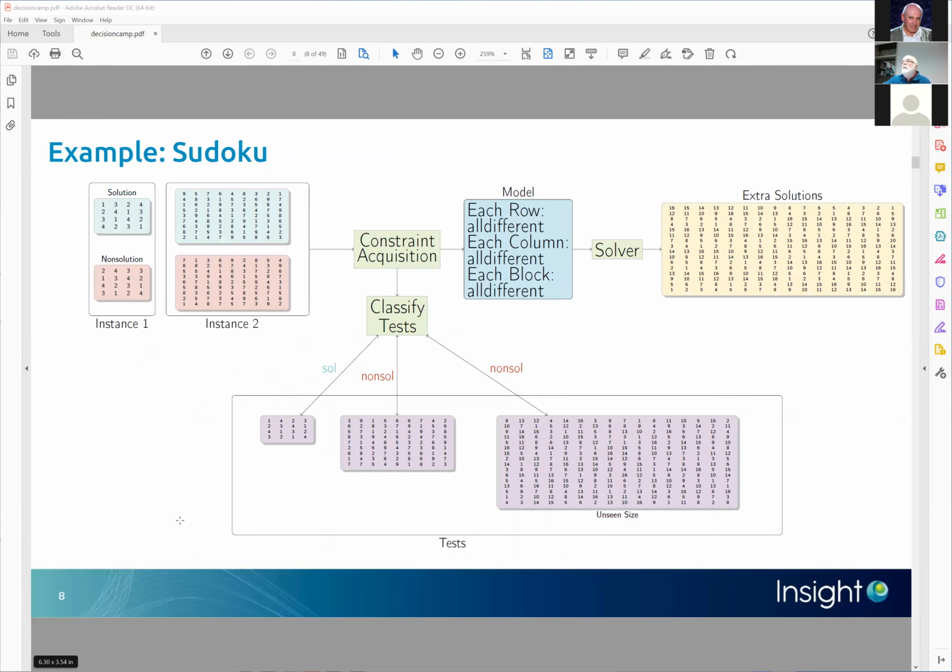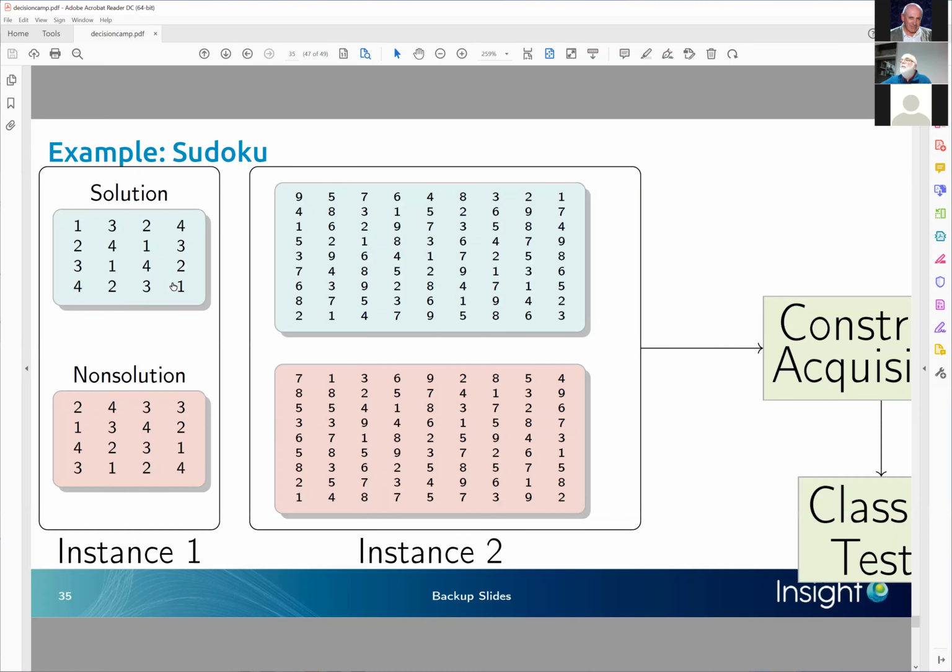And here's an example of what constraint acquisition would be doing. And this is about Sudoku. I hope you know what Sudoku is. It's one of these puzzles you find in the newspaper. What you would have as input data would be examples. So you have an example here of a 4x4 Sudoku, a solution and a non-solution. And you have an example of a 9x9 Sudoku and a solution, non-solution, perhaps more than one.